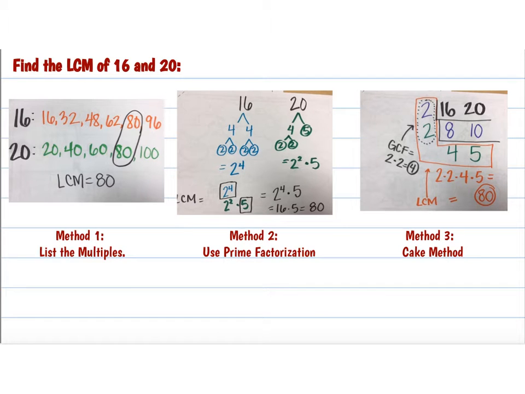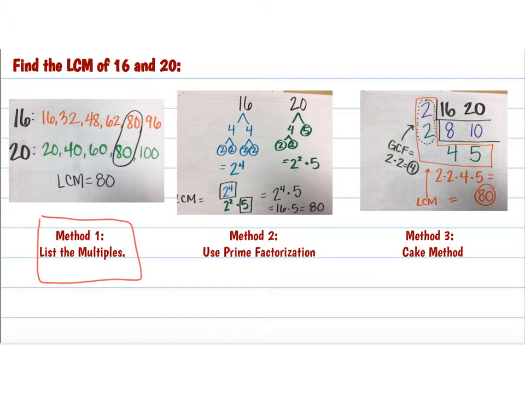Just like for greatest common factor, there are 3 methods that we can use. So you don't have to do the examples. We'll go through examples together here, but list out the methods. So the first method would be to list the multiples. So skip count by the numbers.